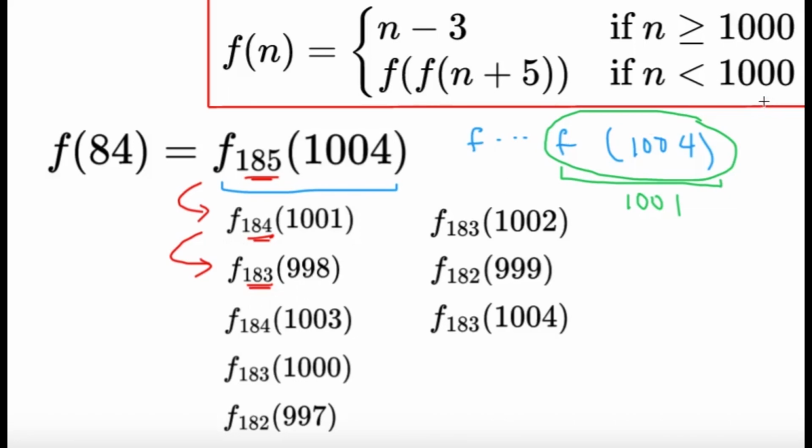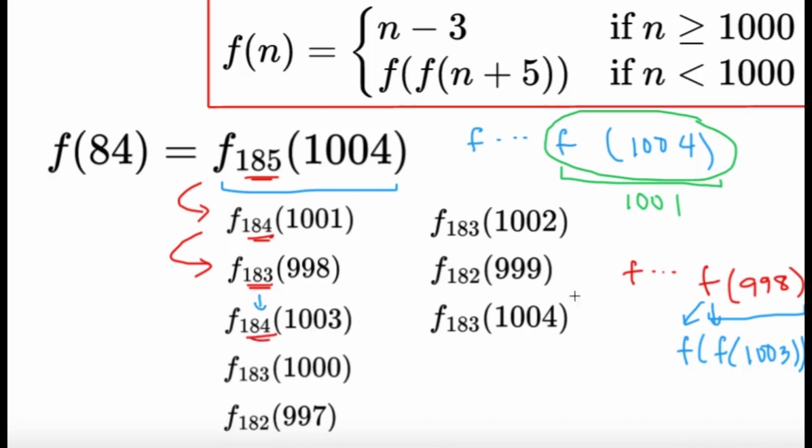Now 998 is less than 1000, so it falls under the second category. There are 183 F's before the 998, and F of 998, by the second rule, is F of n plus 5. So this would be equal to F of 1003, because 998 plus 5 is 1003. From 1 F it increased to 2. That's why overall there is an increase of 1 in the subscript, because from 183 F's it became 184 F's. So this becomes F sub 184 of 1003.